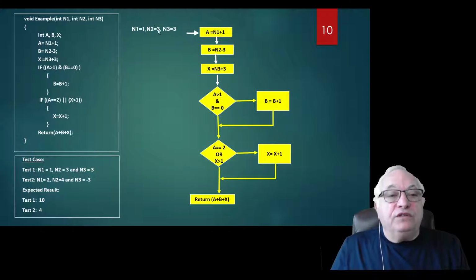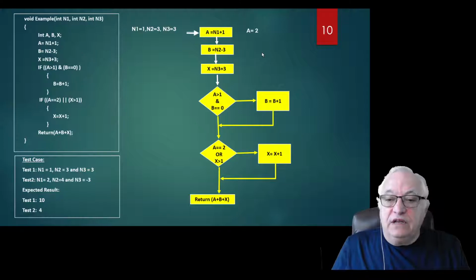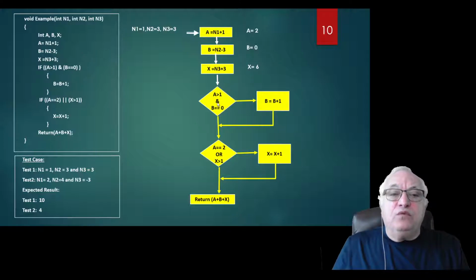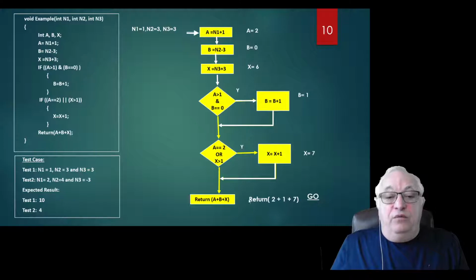So let's get going. We have n1, n2, and n3. Now this is the same as before, so I'm going to go kind of fast so I don't put you to sleep. We have b equal to 0, x equal to 6, then we come this way, a greater than 1, that's true, b equal to 0, true, so then we go up here, we have b equal to 1, then we get here a equal to 2, that's true, so we don't have to test the next one, it's an OR condition. This is yes, x is 7, and we get 7 plus 1, 8, 10, we get a go, and we have exercised this path.